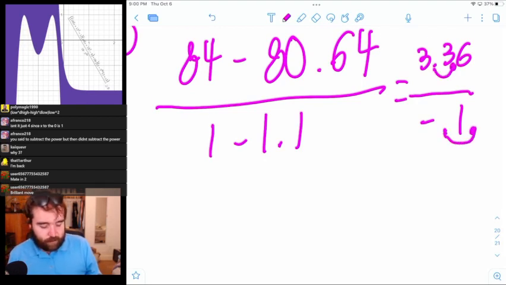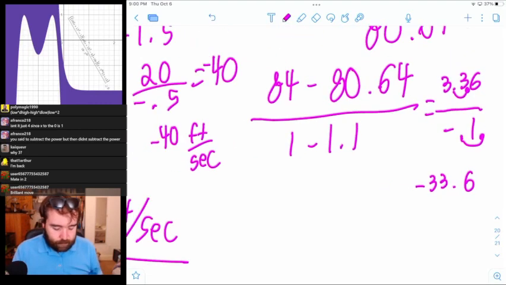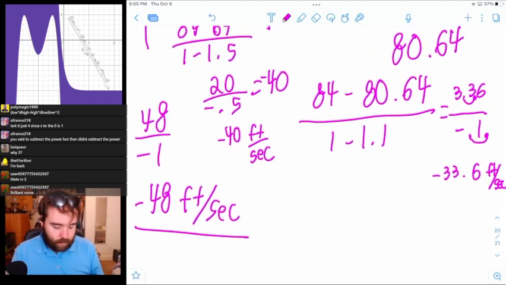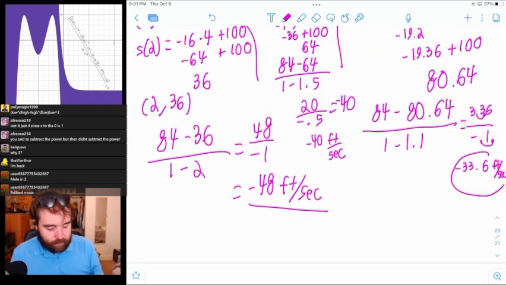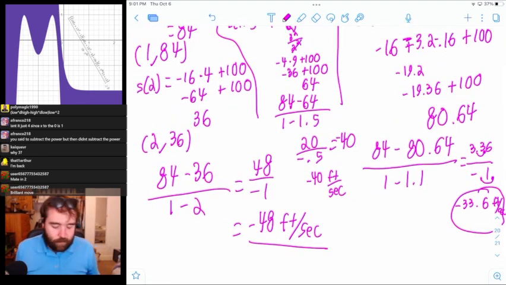You're going to move this decimal over. So you're going to get negative 33.6 feet per second. And so those are all the average velocities. Negative 48, negative 40, negative 33.6.